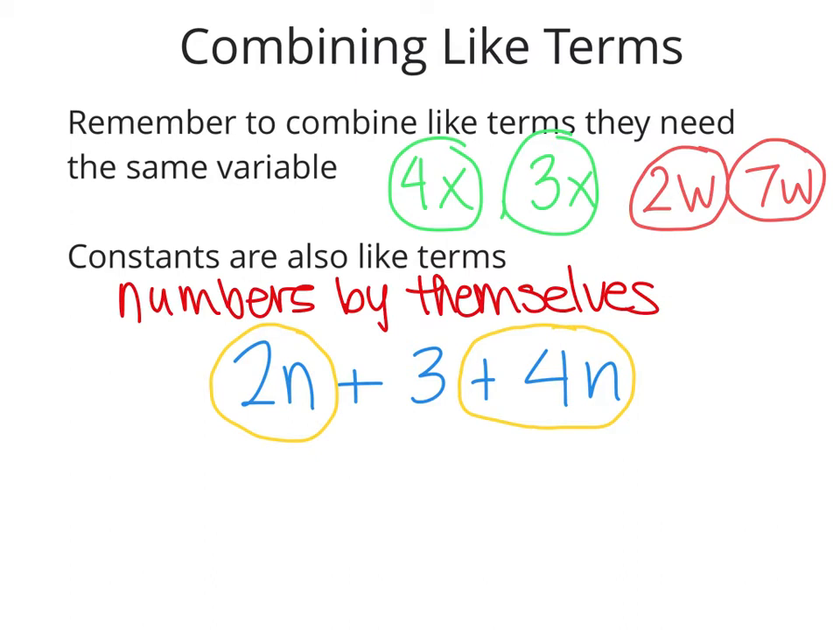So now we have 2n plus 4n, and we just add the coefficients. 2 plus 4 gives us 6n, and then just bring down the plus 3 because there's nothing that goes with it. And that is how we combine like terms.